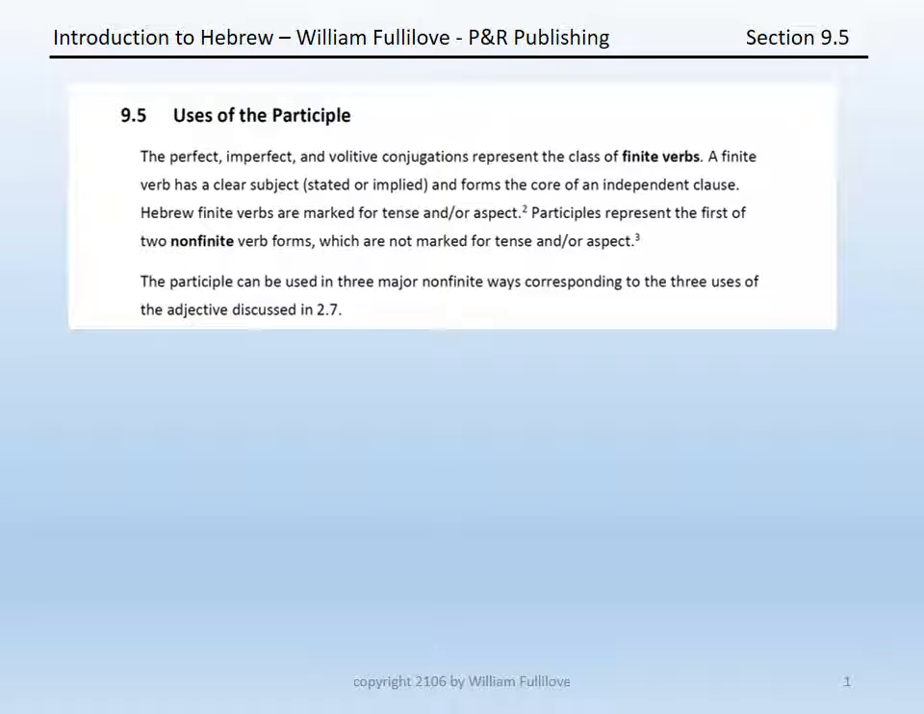When we come to the use of the participle, we come to the first of what is called a non-finite verb form. The three conjugations we have previously covered, the perfect, imperfect, and volitive conjugations, were all what are called finite verbs. Finite verbs have a clear subject, whether it is explicitly stated or implied by the verbal form, and they form the core of an independent clause.